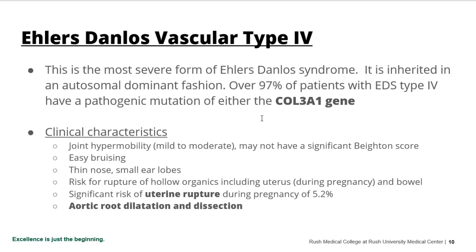So the clinical characteristics of Ehlers-Danlos type 4 or vascular type include joint hypermobility, but mild. Often they may not even have a positive Beighton score, easy bruising, a thin nose with small earlobes. Again, there's not a lot of clinical features, but the real risk is a risk of rupture of hollow organs, including the uterus during pregnancy and the bowel. The risk of uterine rupture is 5.2% during any pregnancy. And there's also a risk of aortic root dilatation and dissection.